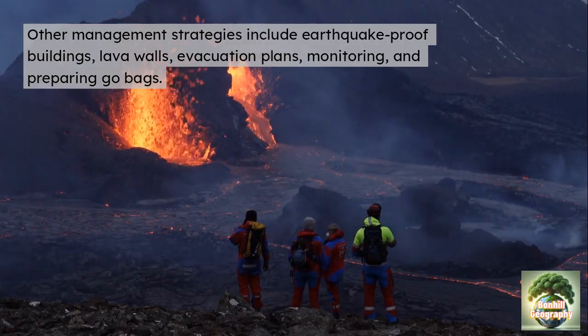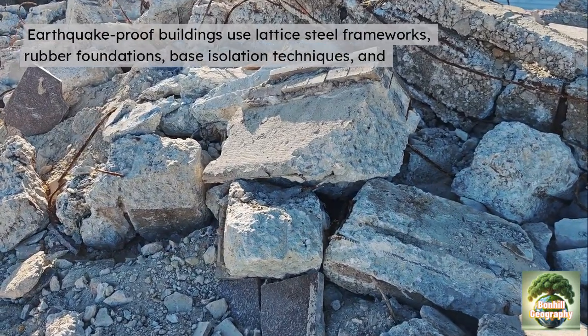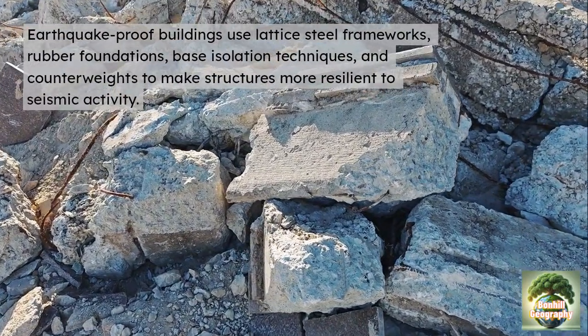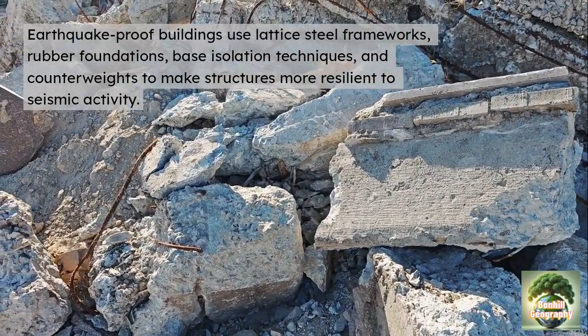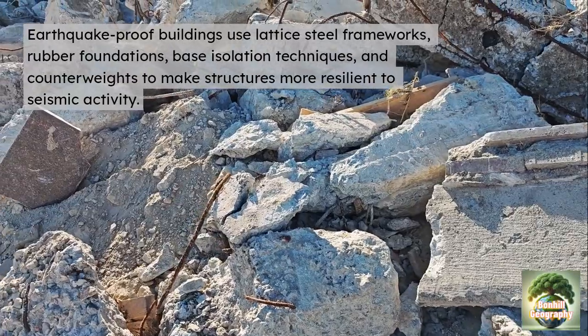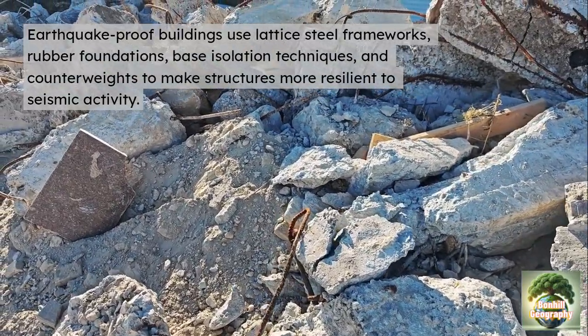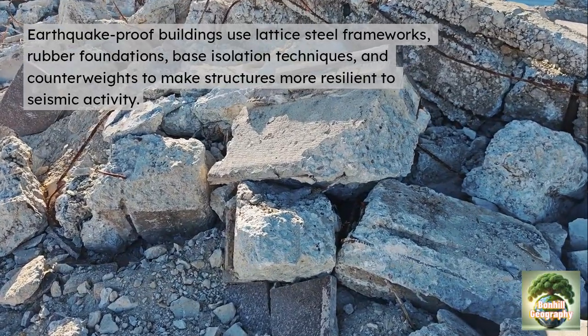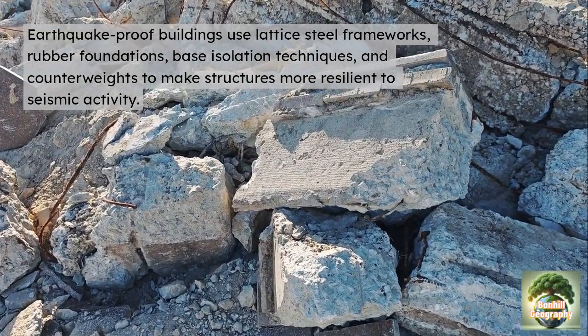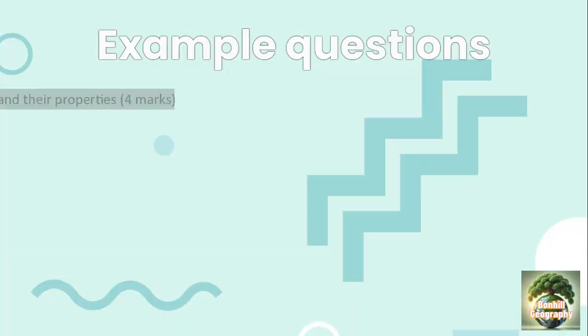As previously mentioned, earthquake-proof buildings use lattice steel frameworks, rubber foundations and base isolation techniques so the building can sway above the ground. They can also use counterweights to make structures more resilient to seismic activity. The counterweights themselves swing in the opposite motion to the motion of the earthquake.